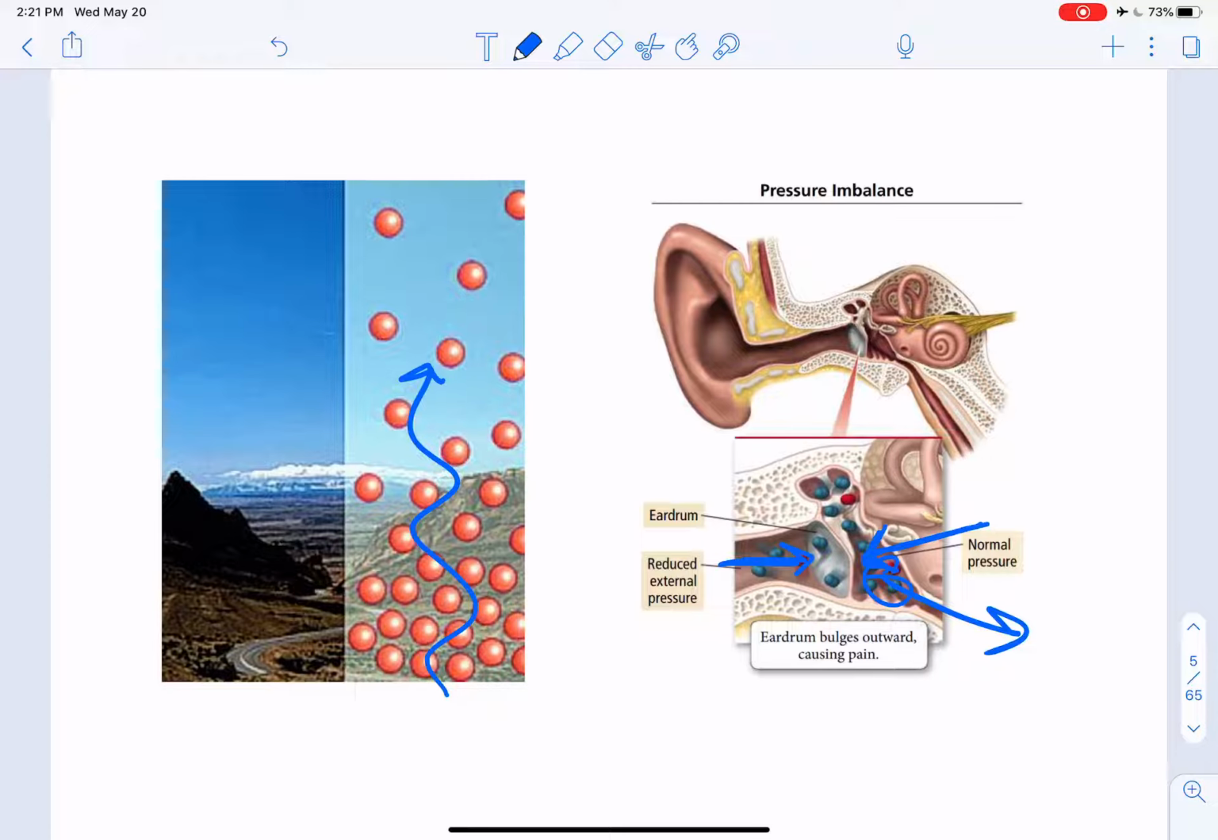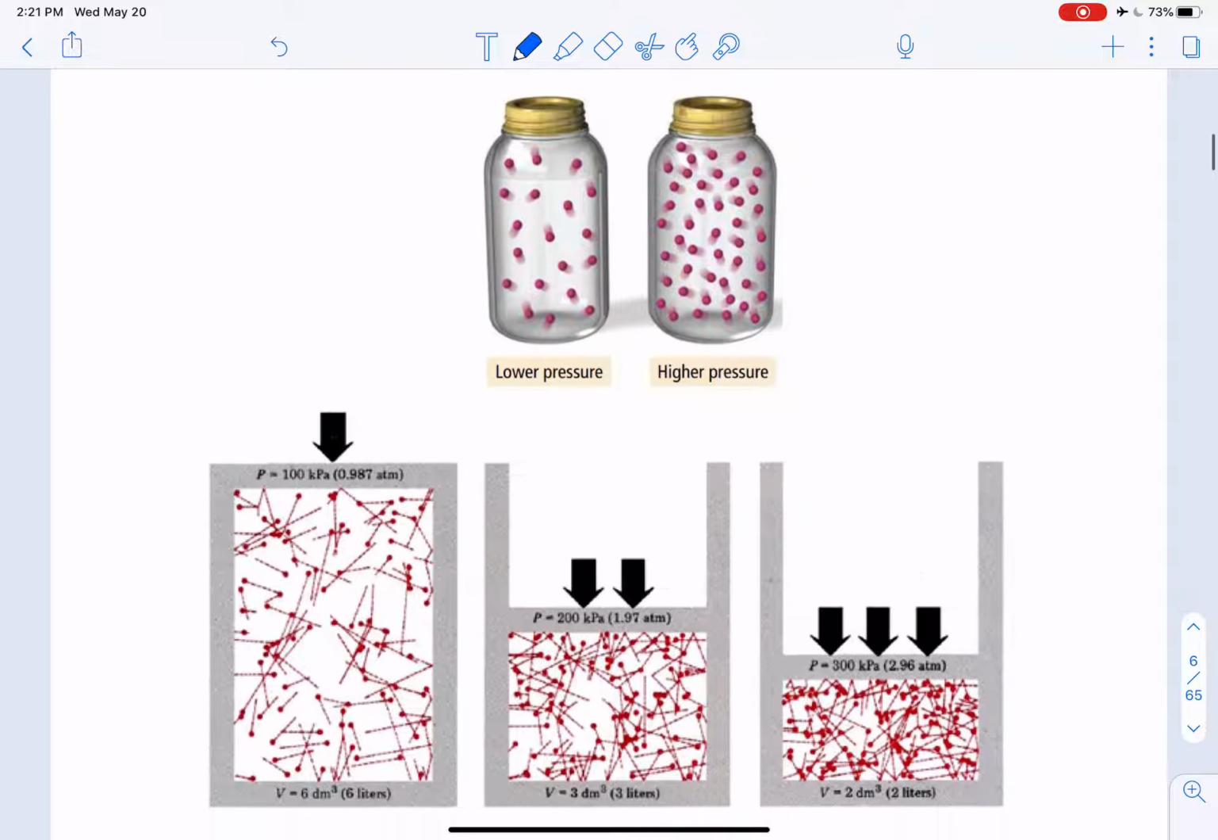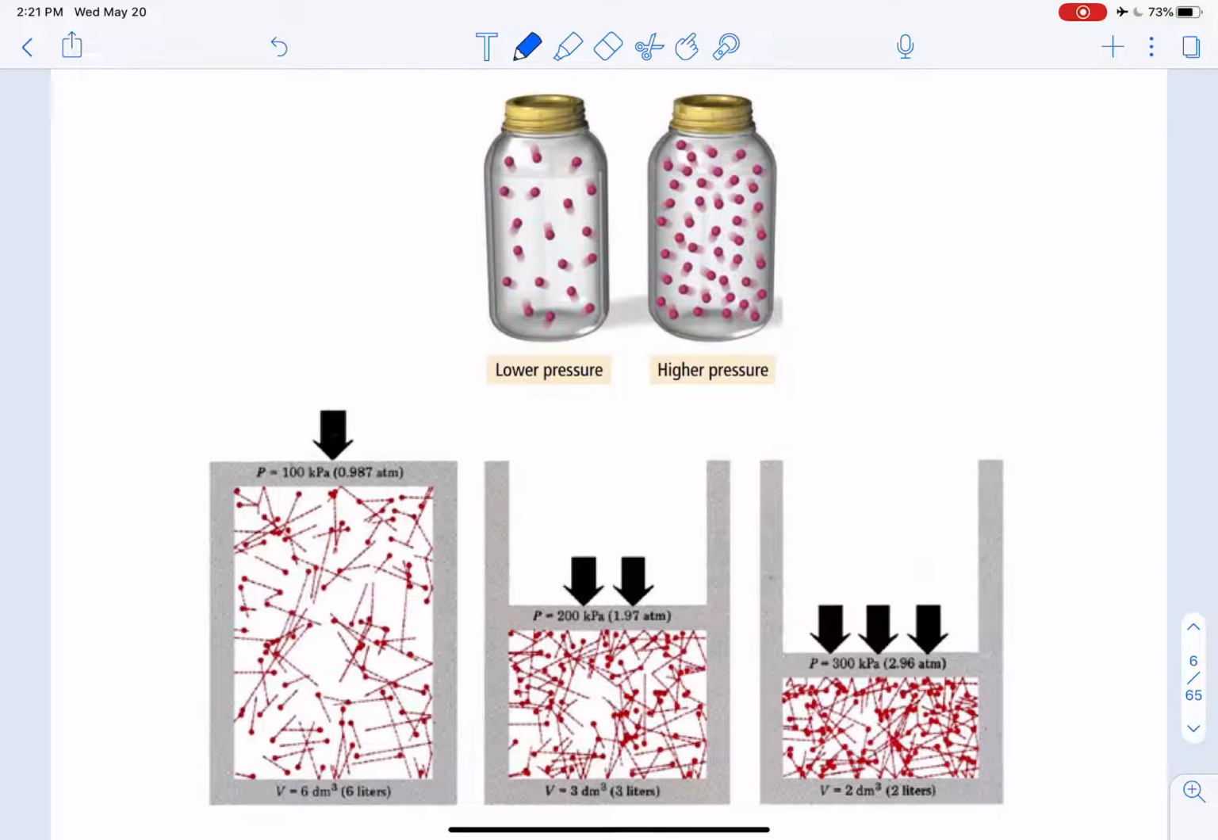Okay, so how can we change our pressure? Well, if we're looking at the two jars right here, what you can see is that if you add more gas atoms or molecules into a container, you'll get a whole lot more of these guys hitting the sides of the container, because more gas molecules means more hits, which means more pressure.